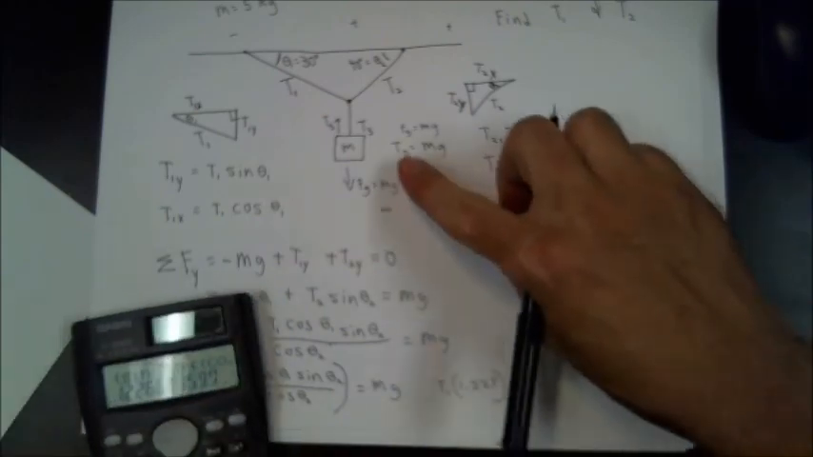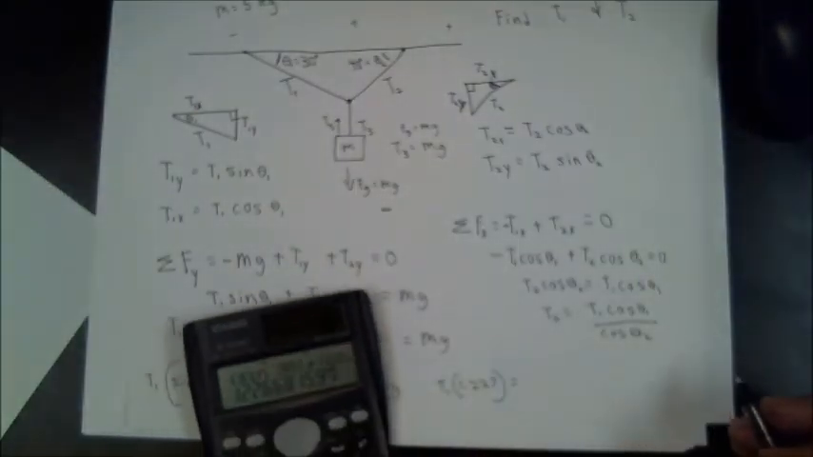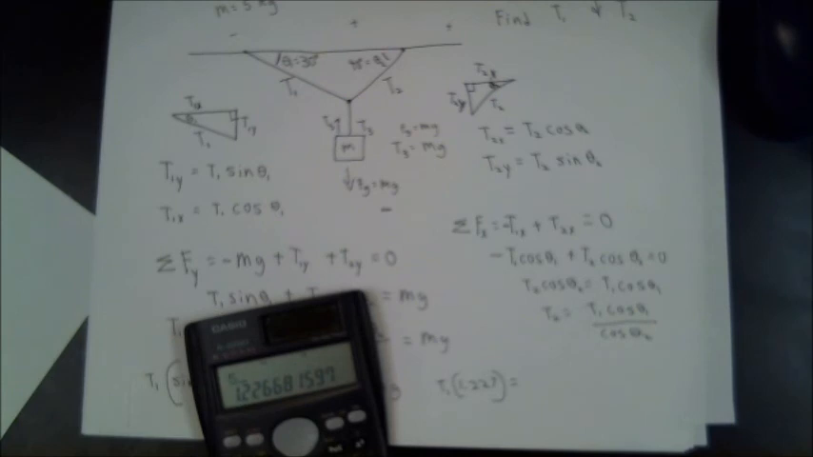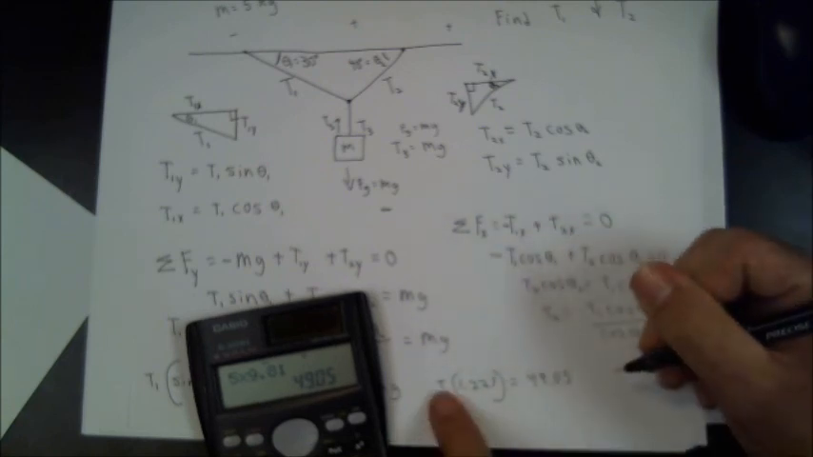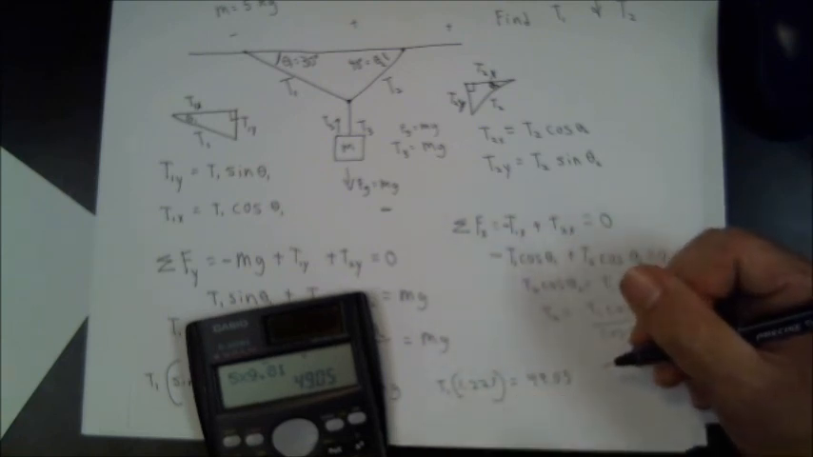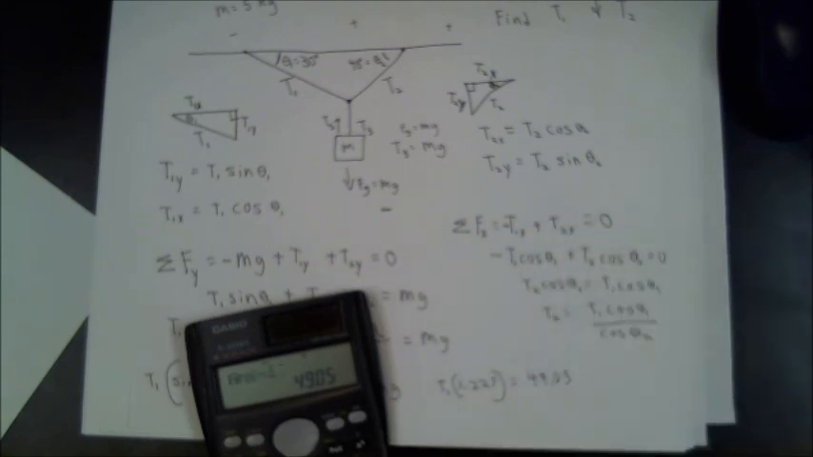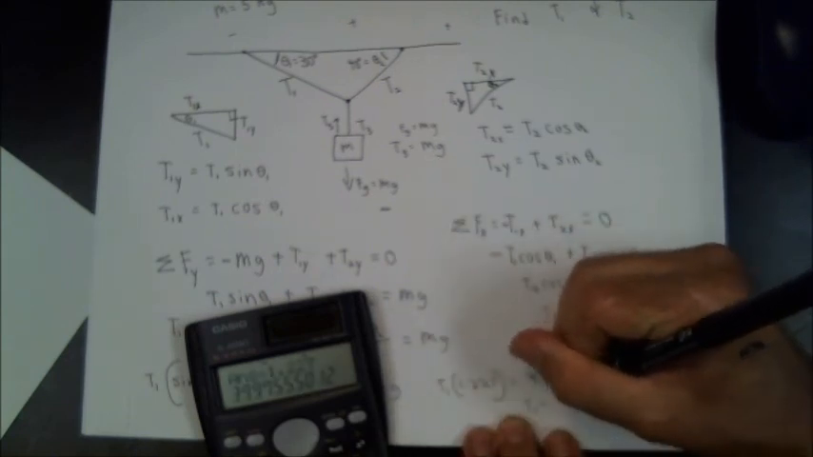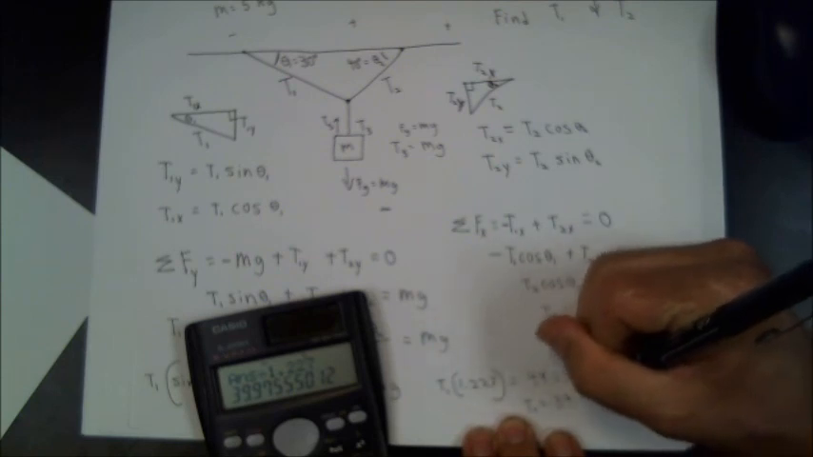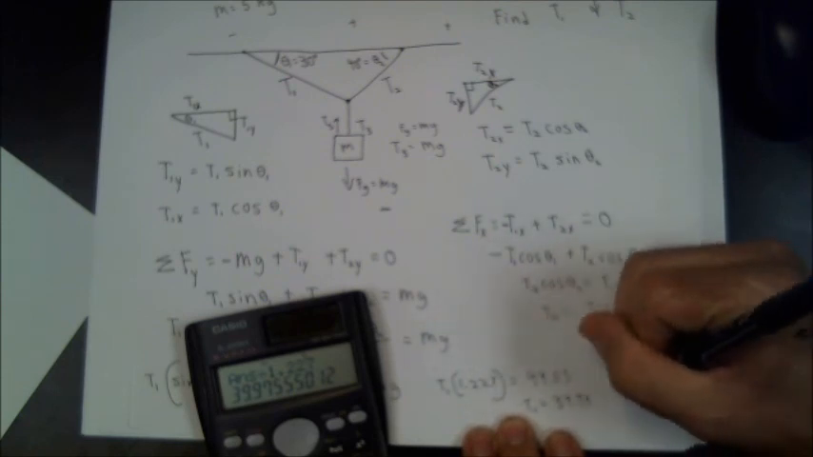Well, m, we said, is 5, and g is 9.81. So 5 times 9.81, on the right hand side I have 49.05. All I have to do now is take 49.05 divided by 1.227, and I get T1 equals 39.98, whatever. Basically it rounds T1, and to 2 sig figs will be 40.